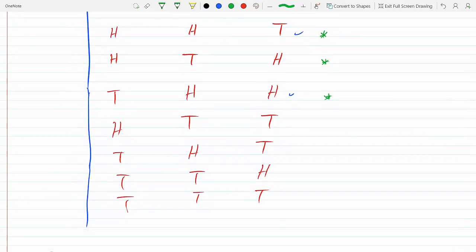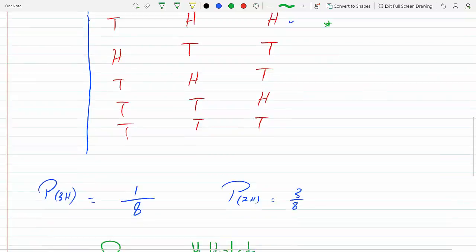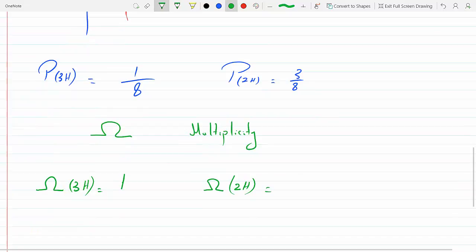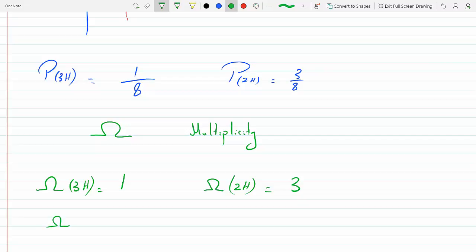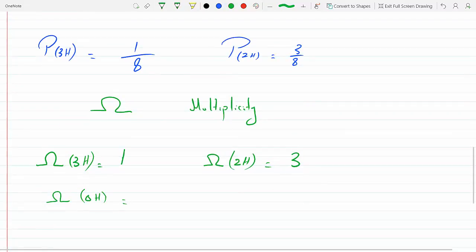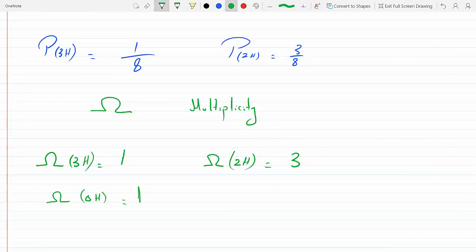No, the rest don't have 2 heads. So that means I have a total of 3. So this would be 3. Okay, and so on. Now, what about the multiplicity of getting 0 heads? Well, this is only the place where we got tails, the last one, which is only 1. Okay.